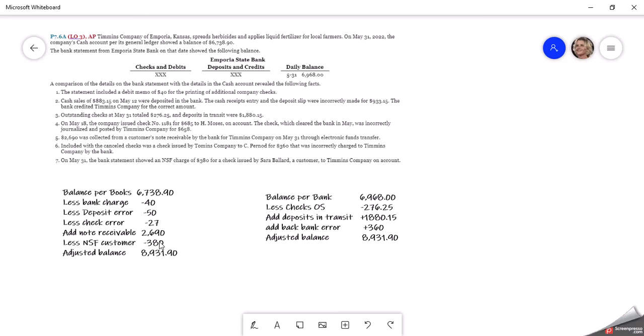So again, just to give you some tricks on, when you're looking for that difference, like how do you figure out what it is? Okay, so that is how to reconcile a cash account to the bank statement.